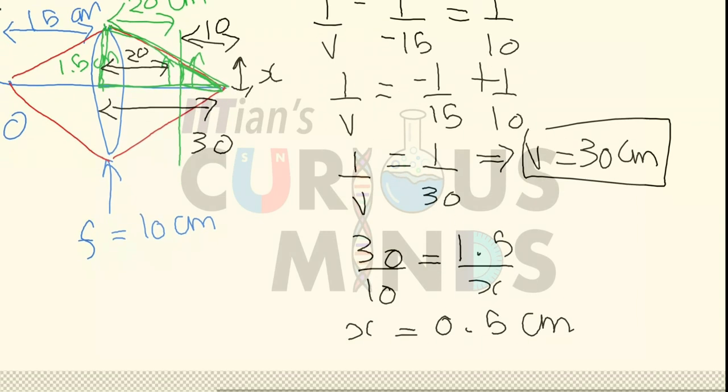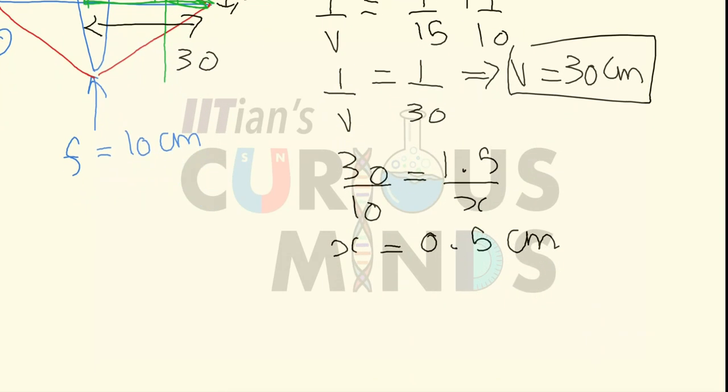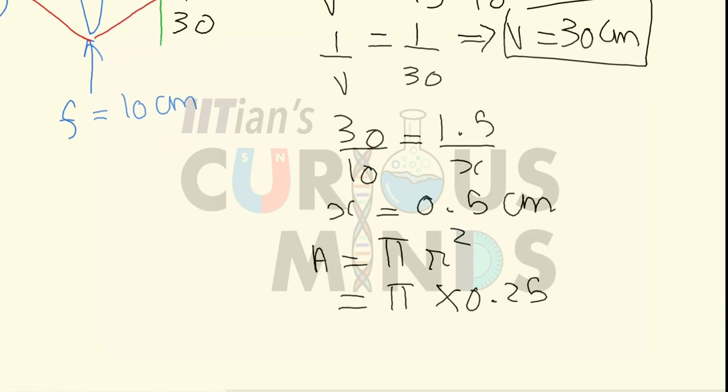So if I want to calculate the area covered, this is the radius, and the area will be equal to pi r square. R square will be equal to 0.25. So pi into 0.25, or basically pi by 4, will be the area covered on the screen when the source is placed at a certain point.